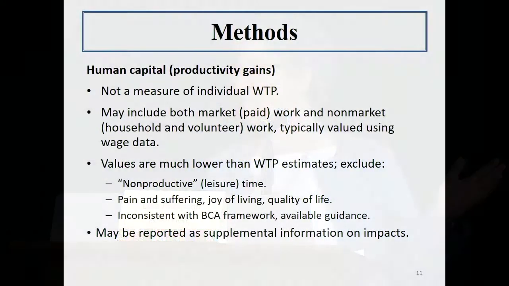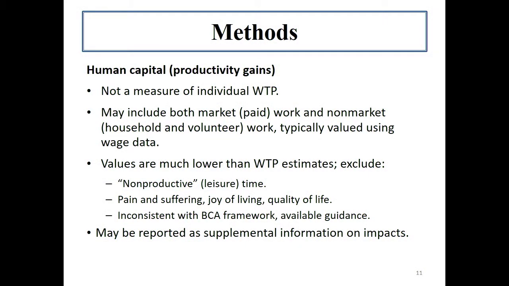In a lot of the studies that we've reviewed in low and middle income countries, people instead use human capital to value mortality risk changes. And the slide is basically just a reminder that that's not an estimate of willingness to pay. I think there are good arguments for presenting human capital estimates along with a VSL estimate because it provides a different perspective, just like CEA and BCA can provide different perspectives on policy impacts. But it is not consistent with the basic benefit cost analysis framework.